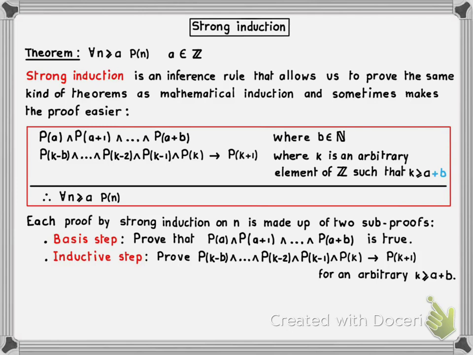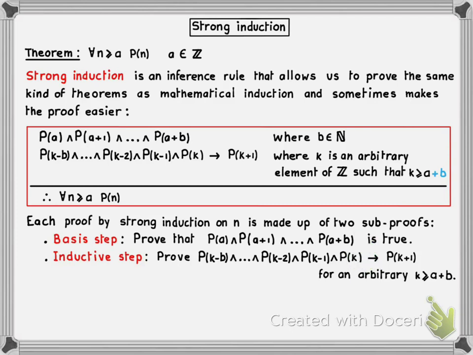So when you choose the value of b, notice what happens. The larger the value of b, the stronger the hypothesis of the conditional is, and presumably the easier the proof will be to write, because you have a bigger set of propositions to start from. But also if b is larger, that means this conjunction here is going to be bigger, and so you're going to have to do a little bit more work in the basis step.